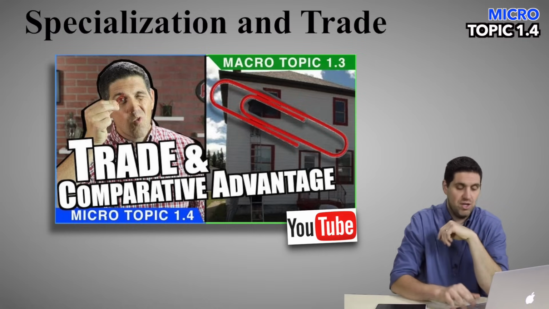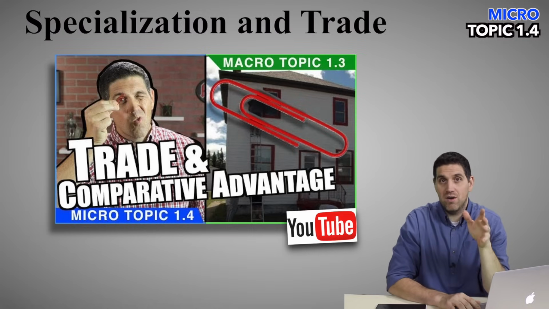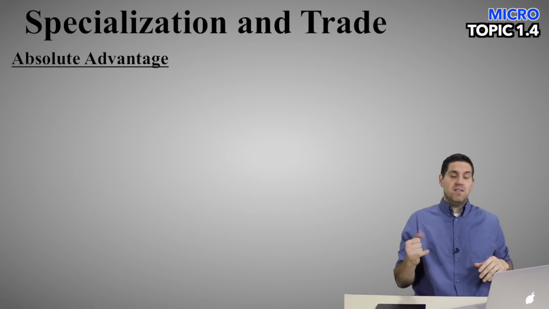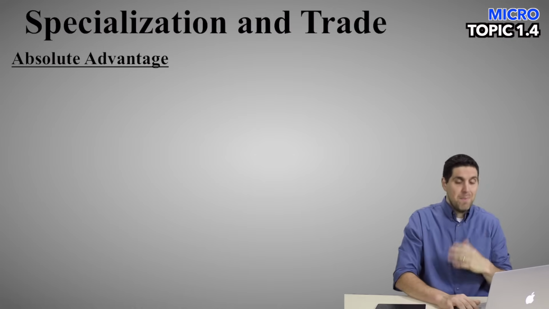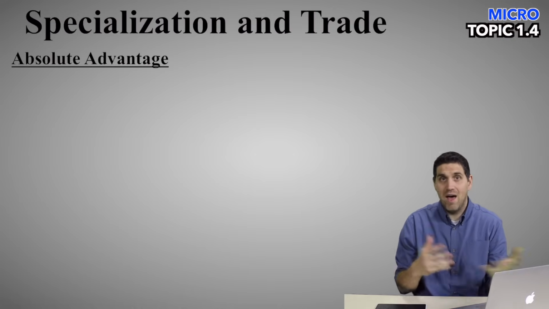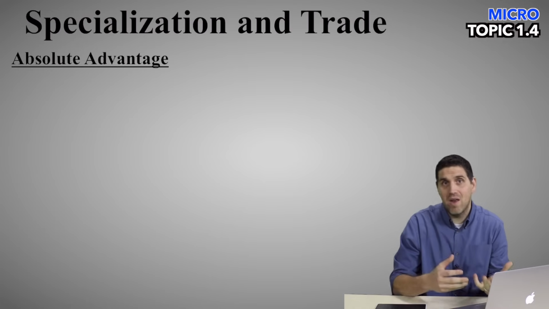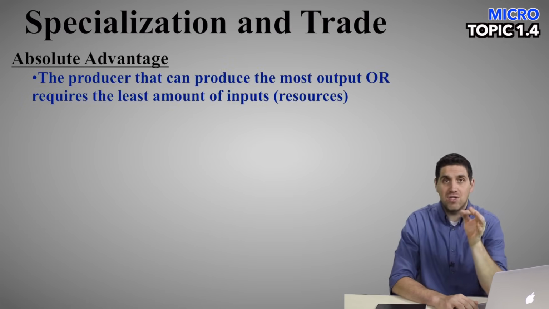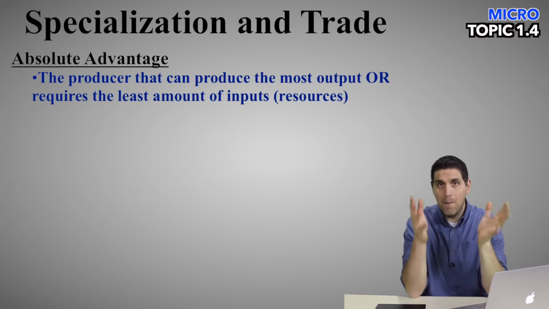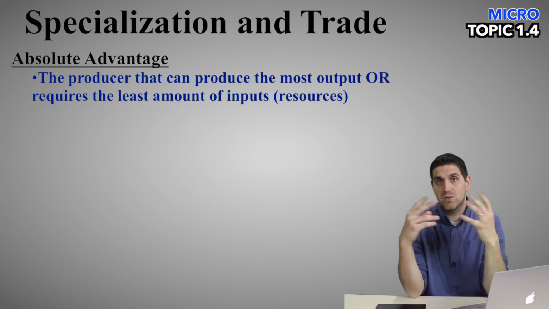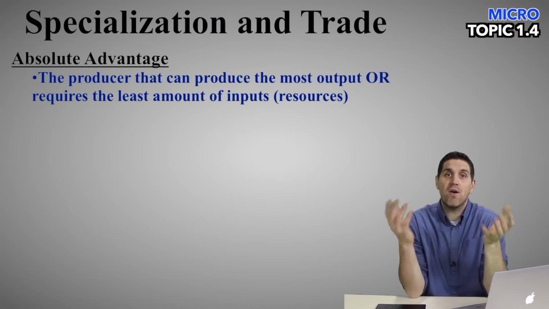It's called specialization and trade. It's this idea of comparative advantage. All right, it starts off easy. The idea of absolute advantage. People are sometimes better at producing than other people. So some people can produce things better than other people. This is the idea of absolute advantage. They can produce more output, or they can use fewer resources to produce the same output as some other person. They're just better at making things.